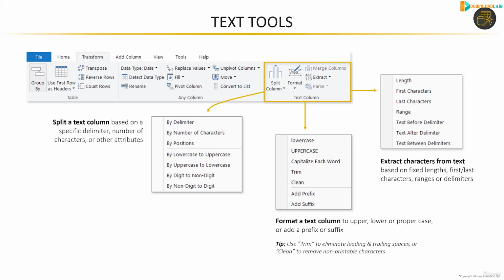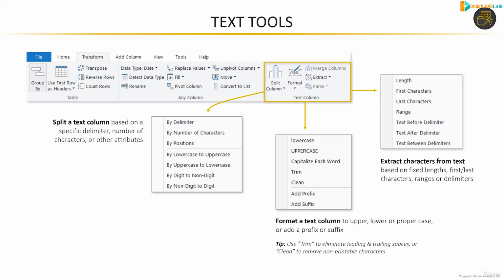We also have some great extract tools. We can extract a certain subset of characters from a string based on a specific length. We can extract the first or last number of characters or a range. But where it gets really interesting is using delimiters, which we've already used as part of our first assignment. So what we can do here is tell Power BI that we want to return all of the characters before a specific delimiter or symbol or character, or after it or between two distinct delimiters.